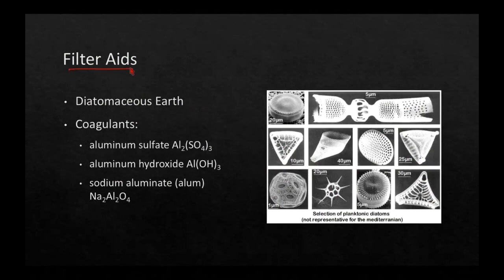Okay, there are other filter aids that we use, and one of them is diatomaceous earth. And so these here are little microscopic animals called diatoms, planktonic diatoms. So I don't know, maybe they're a kind of plankton. And so they were little prehistoric animals, and as part of their metabolic process, they make an exoskeleton. And so these are the little exoskeletons, and they are made of silica.